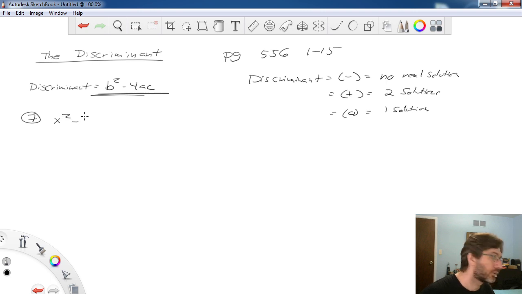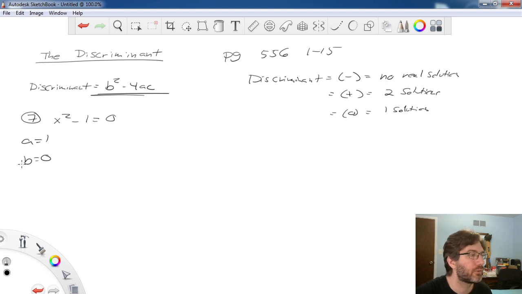x squared minus 1 equals 0. Your A term here is 1, your B term doesn't exist, it's a 0, and your C term is negative 1. Is that all you needed? You do not have any coefficient to just a plain x, so it is 0 here.